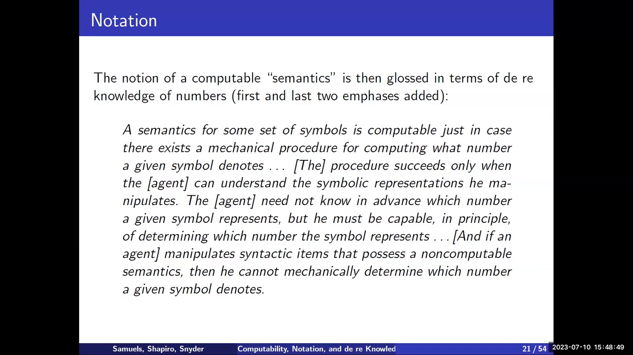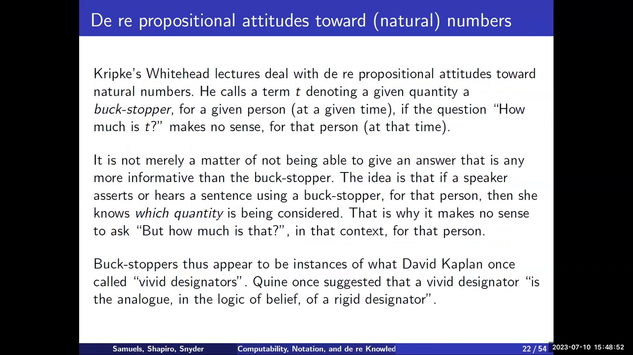All right. Now, Kripke's Whitehead lectures deal with de re propositional attitudes towards natural numbers. Our colleague and friend Mark Steiner commented extensively on this as well. So Kripke calls a term T denoting a given quantity a buck stopper for a given person at a given time. Well, he doesn't seem to recognize the context sensitivity here. He calls the term T denoting a given quantity a buck stopper if the question how much is T, or how many is T, makes no sense for that person at that time.